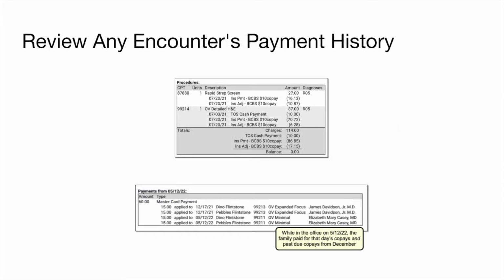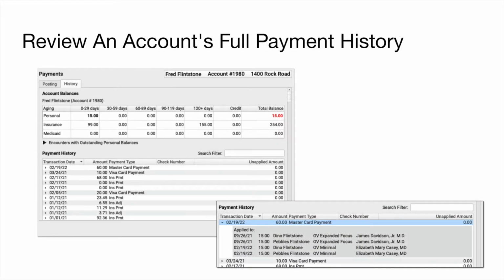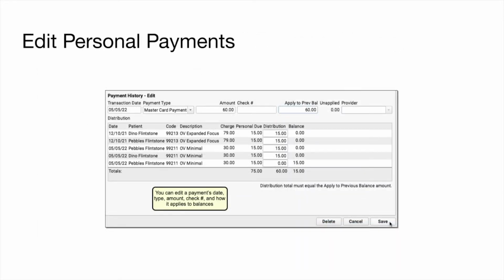Right in the patient's chart, in the billing history for each encounter, you now have an easy-to-read, detailed record of all payments and adjustments, both insurance and personal, for each charge. And you can see full details about the payments posted during the encounter, too. You can also open the Payments tool and review any account's full payment history and see what each payment applies towards.